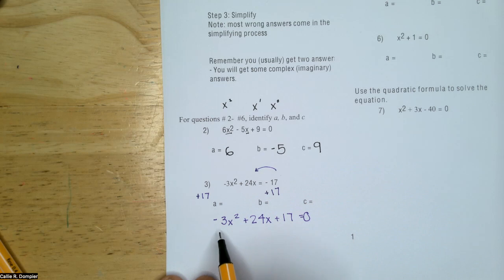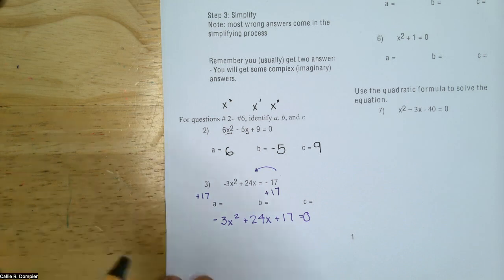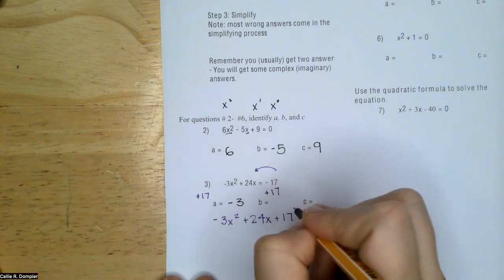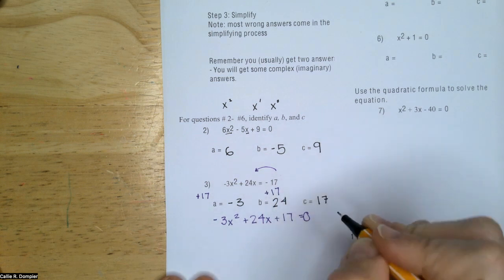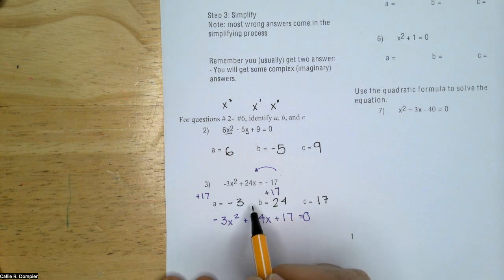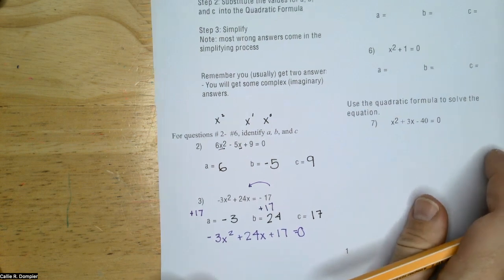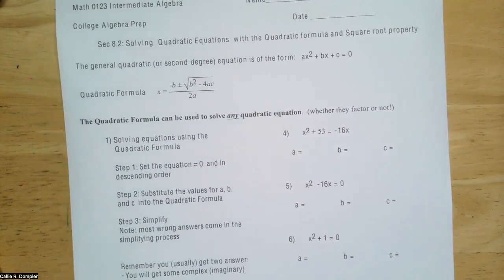I put the 17 over here because, again, we want it in descending order. I could say 17 minus 3x squared plus 24x equals 0, but then I would have to move the 17 back. So I just immediately left the 17 in the back. If that is our equation set equal to 0, then A is negative 3, B is positive 24, and C is a positive 17. We move the negative 17 over by making it positive. C is positive 17.